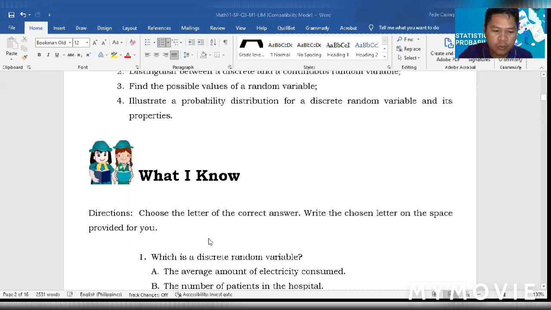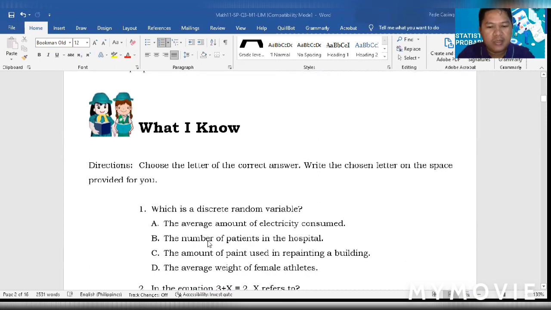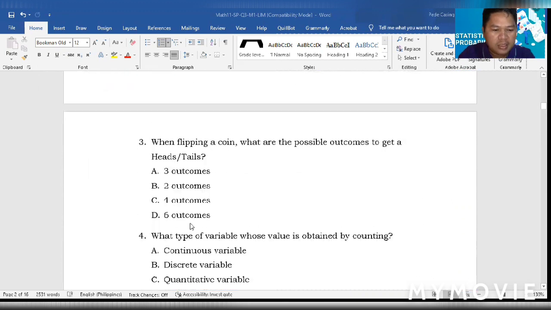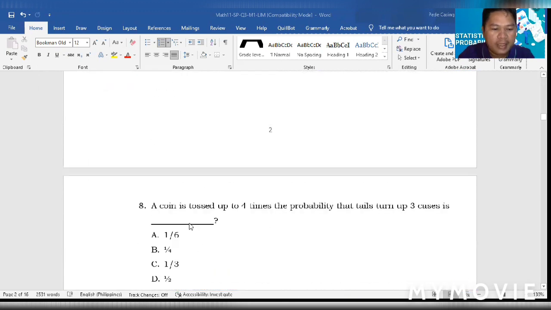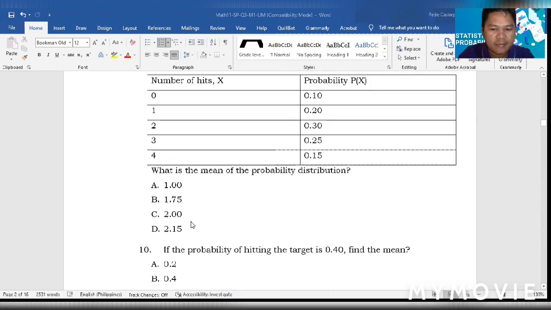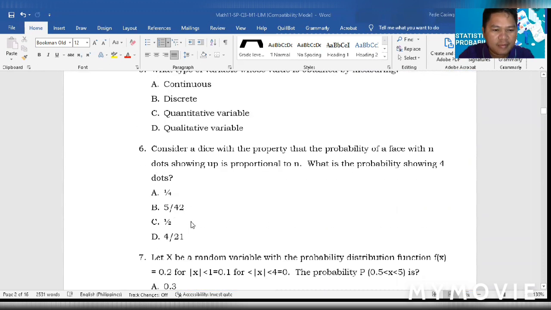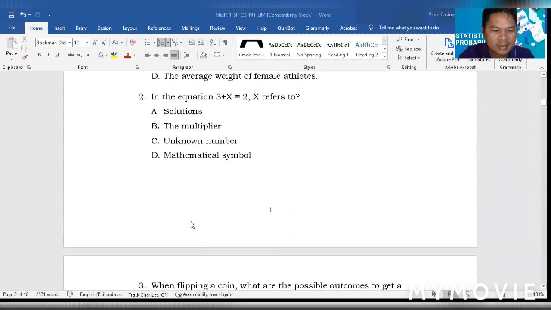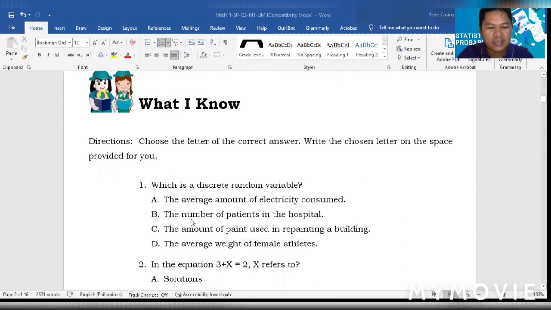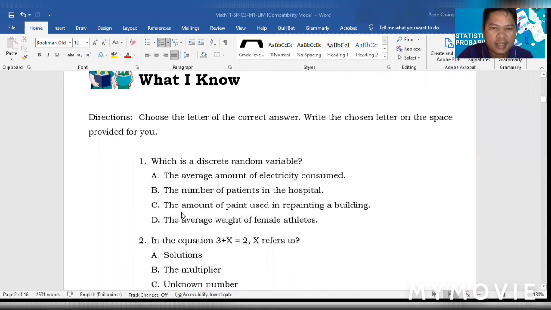What I need to know. Here, you can get an extra sheet of paper for you to answer. So write numbers 1 up to 10. Directions: choose the letter of the correct answer. Write the chosen letter on the space provided for you. If you have your module, you can answer this one. If none, you can get an extra sheet of paper for you to practice.